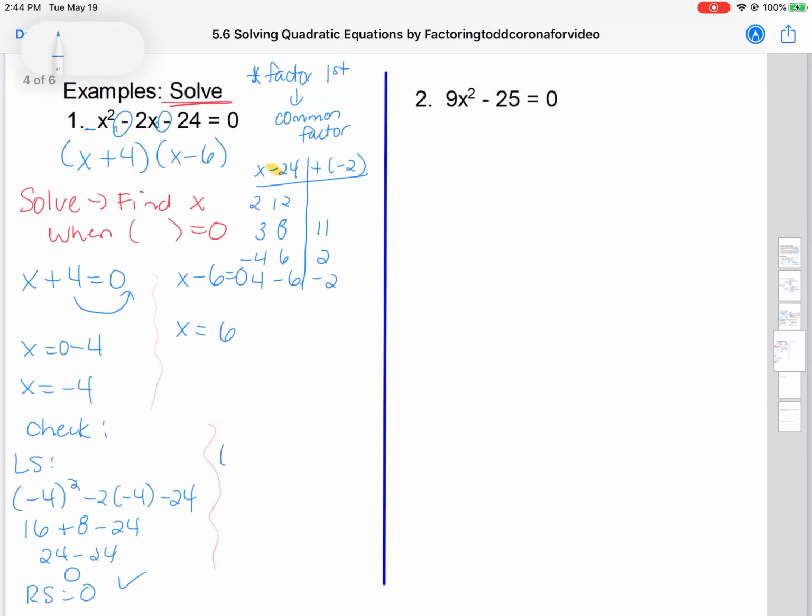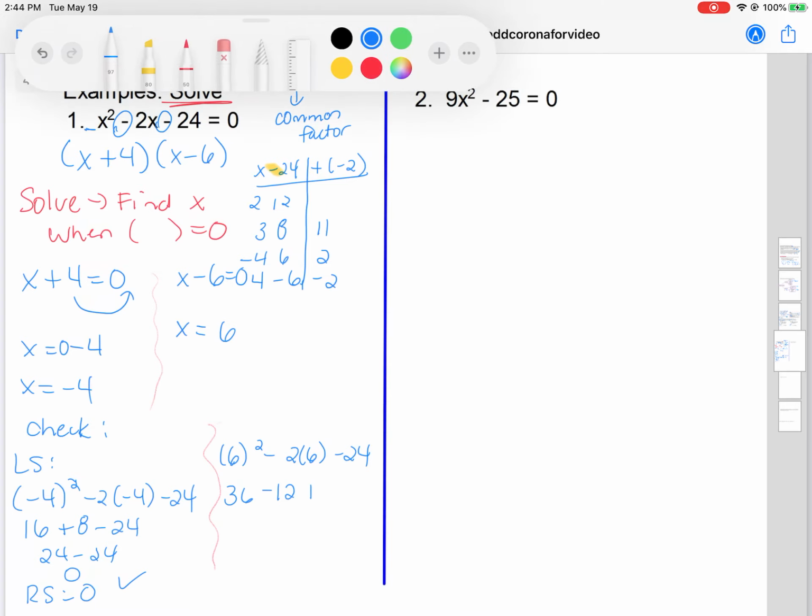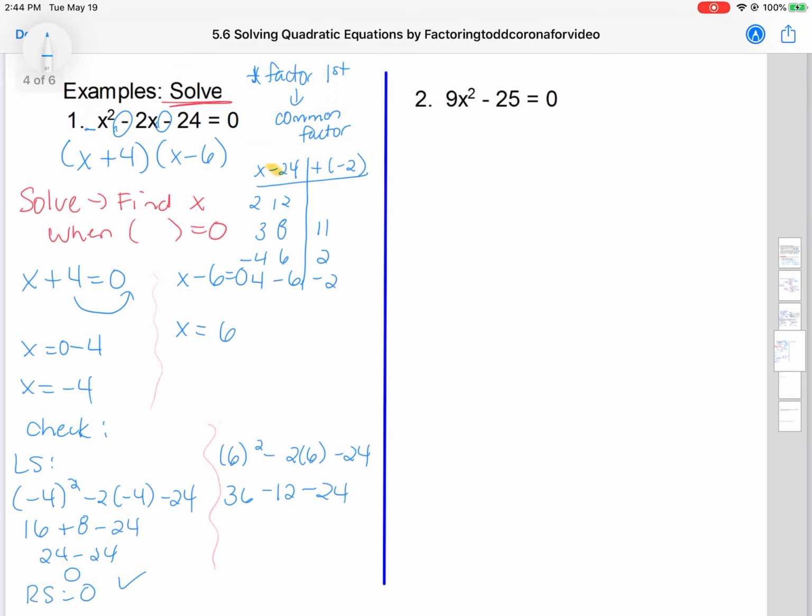And then let's do the other one. Six squared minus 2 times 6 minus 24. So now we've got 36 minus 12 minus 24, so 36 minus 12 is 24, which gives 0, so the right side equals 0, we're good.